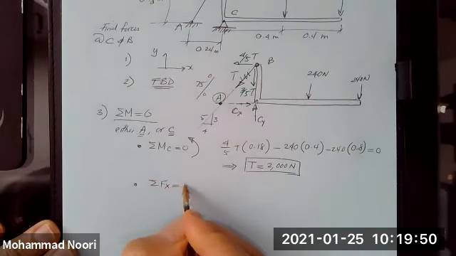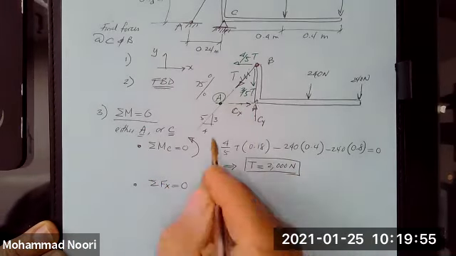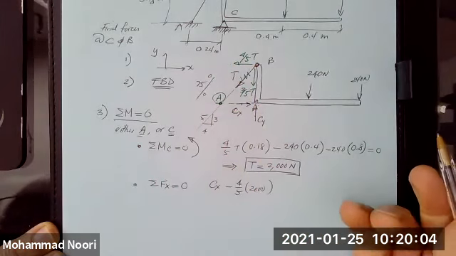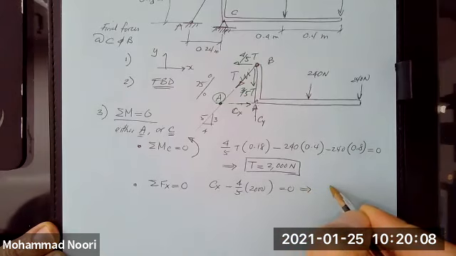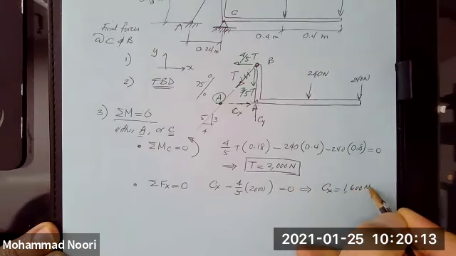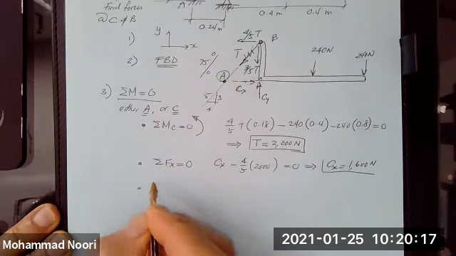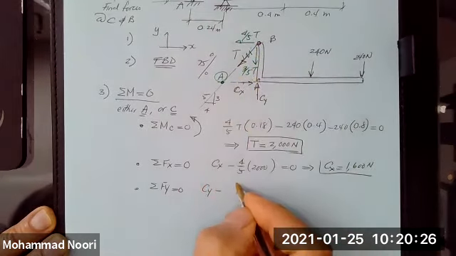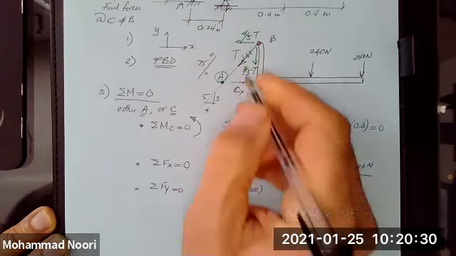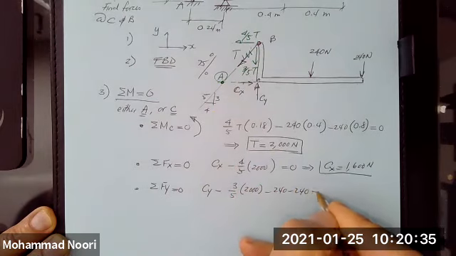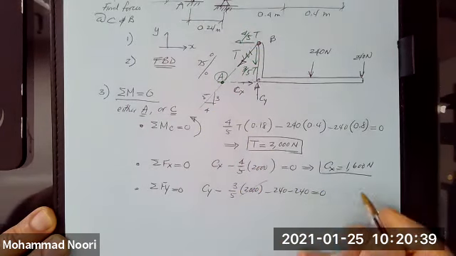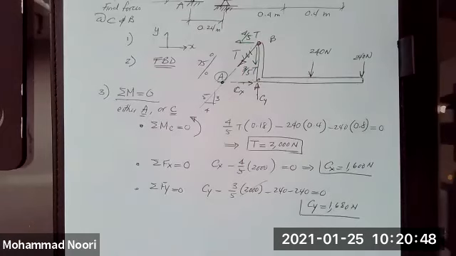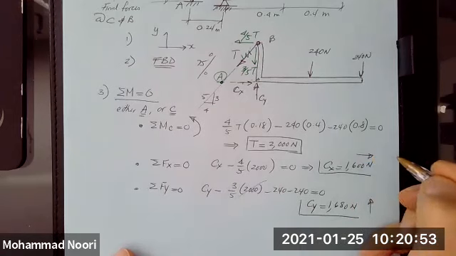So now I write summation of forces along X equal to 0. What do I have here? I have CX minus 4/5 of T, 2000, and that's it. So this is equal to 0. That gives me Cx of 1600 Newton. If I use now summation of forces along y, the last equation of equilibrium, I have Cy minus this force, which is 3/5 of 2000, minus 240 minus 240 equal to 0. Okay, this is 1200, this is 480. I get Cy comes out to be 1680 Newton. Okay, so this is upward, this is acting in this direction. Any questions?